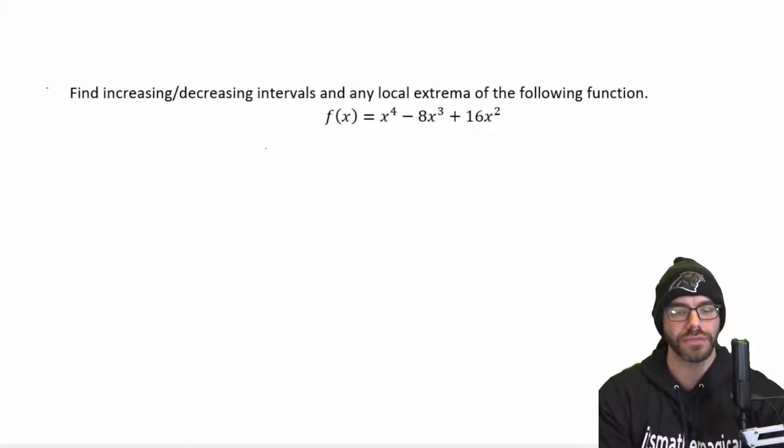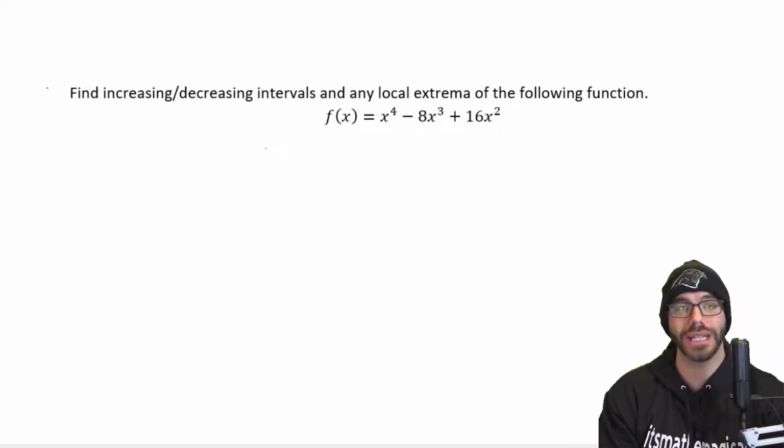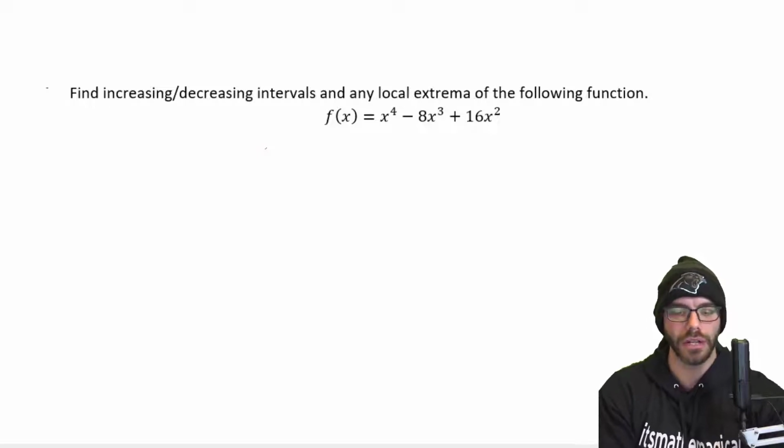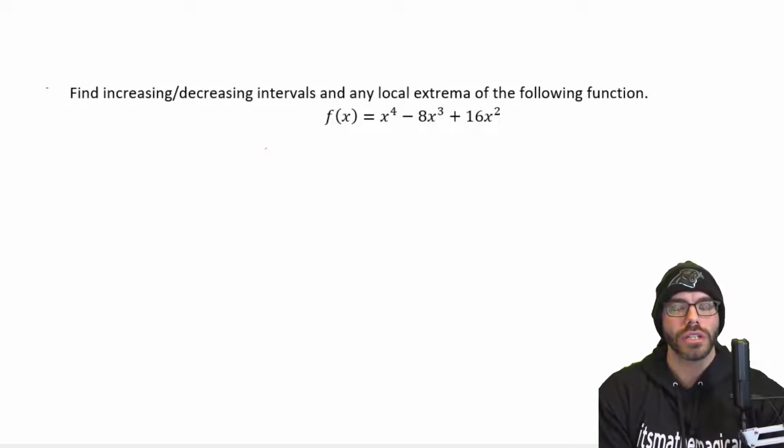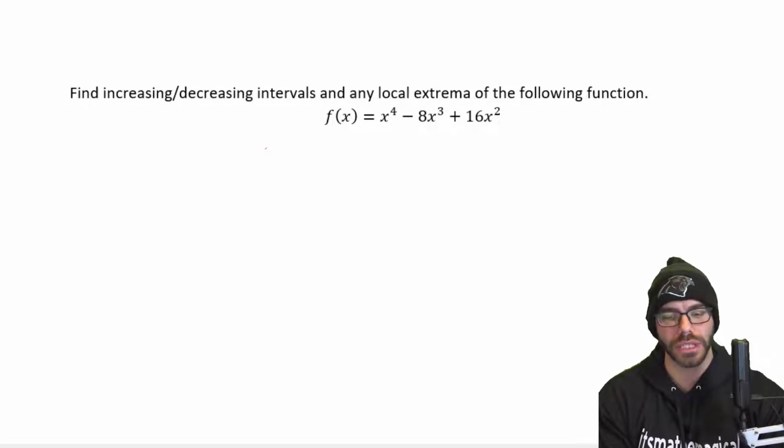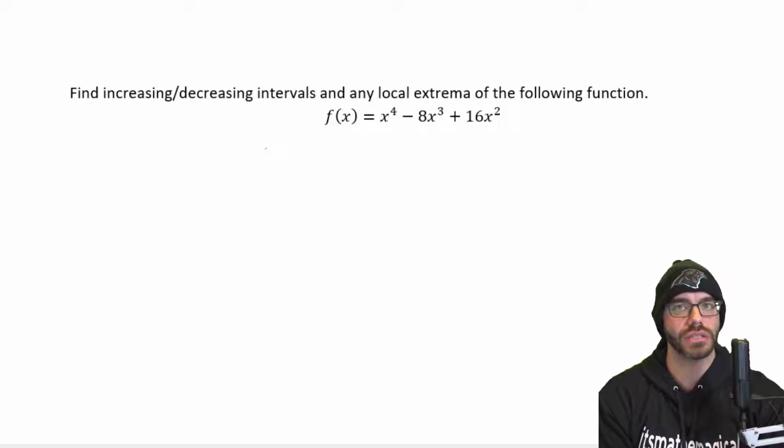All right, number 4 says find increasing, decreasing intervals and any local extrema of the following function. So remember, extreme values are where your function reaches a relative min or relative max, or in this case, local min or local max. So it's where your curve changes direction. To do this using calculus, and to also find increase and decrease in intervals using calculus, we want to take the first derivative and use the first derivative test.